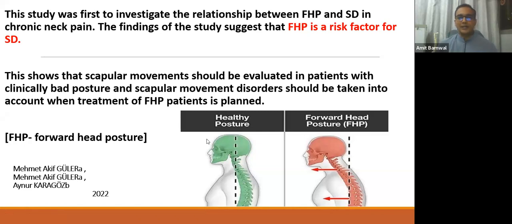As we see in the image, in the healthy posture, the position of the scapula along with the cervical spine and thoracic spine is different compared with the forward head posture. As the head moves forward, the scapula is bound to move up or into a protracted position. So bad posture or disorientation of the scapula can have a great impact. When we treat a patient for forward head posture, we have to work on the scapula as well, because only working on the forward head posture is not going to work. This article says that we have to look after the scapular movement disorders as well.